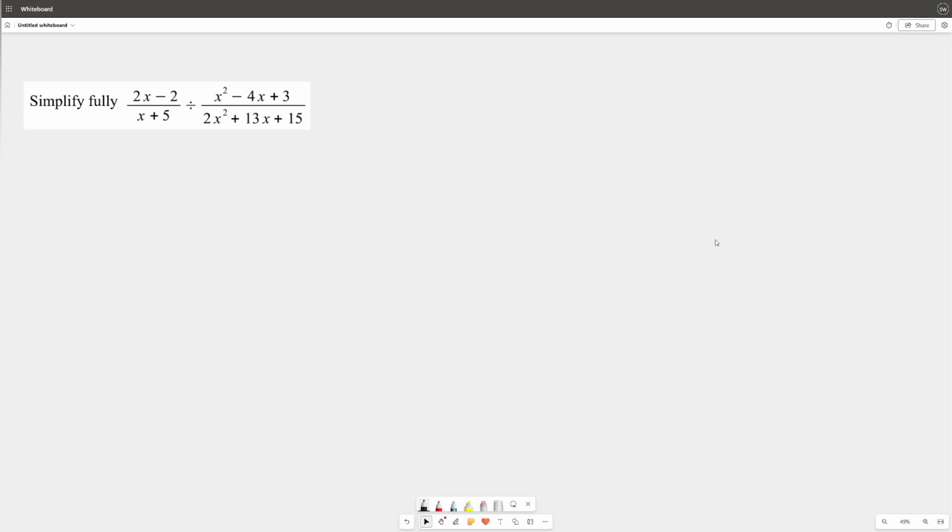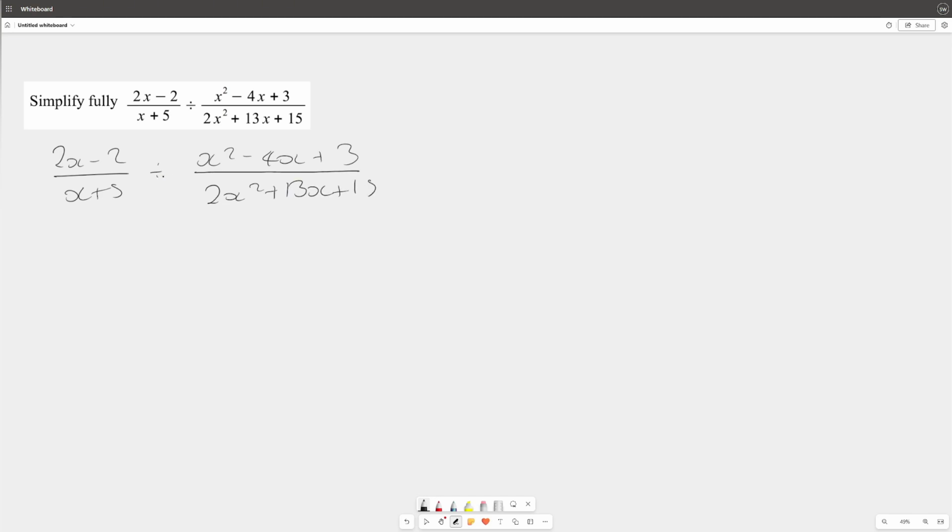Now, I was doing this with a student recently, and it really scared them at first, but after doing it for just a little bit, you really start to get the hang of what's going on, and it's much simpler than it looks. So, we've got (2x minus 2) over (x plus 5) divided by (x squared minus 4x plus 3) all over (2x squared plus 13x plus 15).